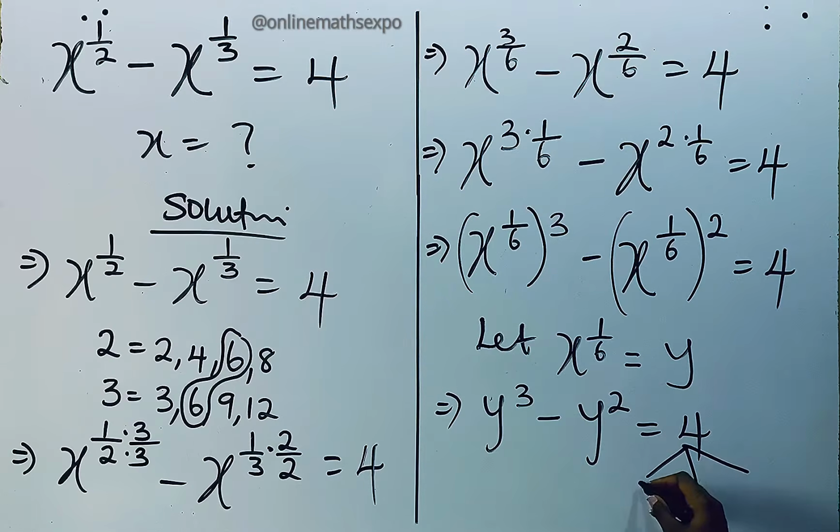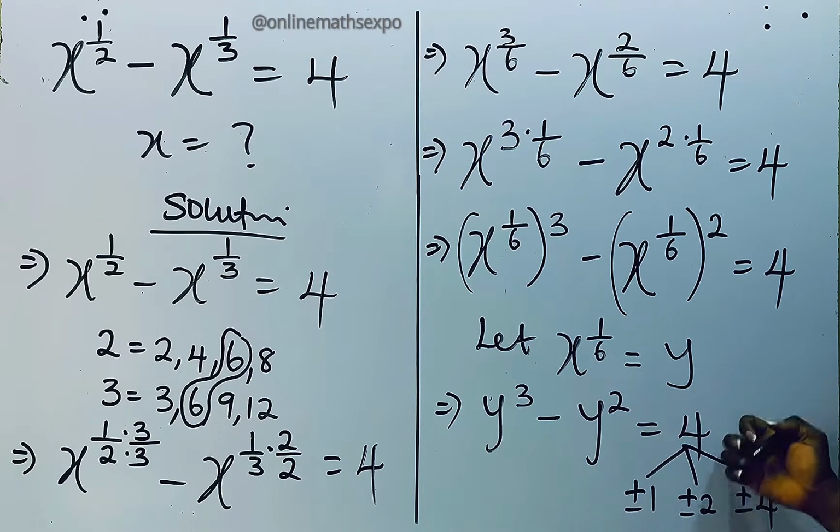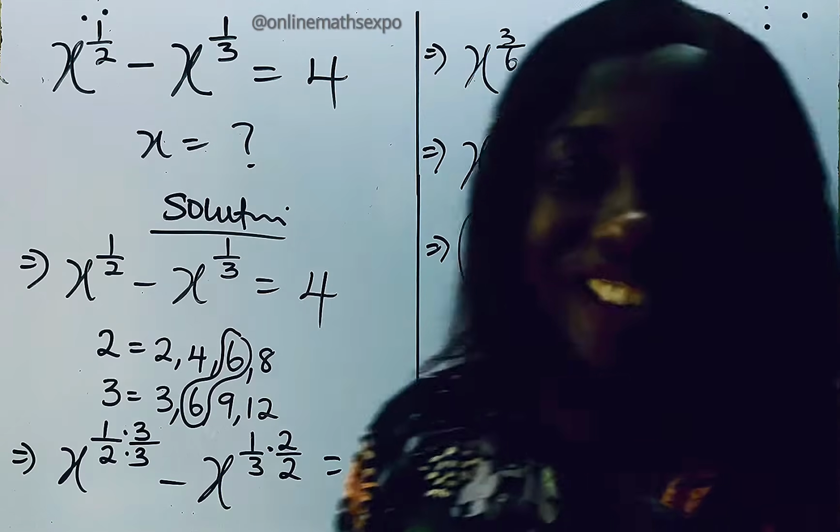So what are the factors of 4? We have plus or minus 1, plus or minus 2, plus or minus 4. Now we're going to try each of these to see the one that, when we substitute, gives us back 4. Let's do that together.